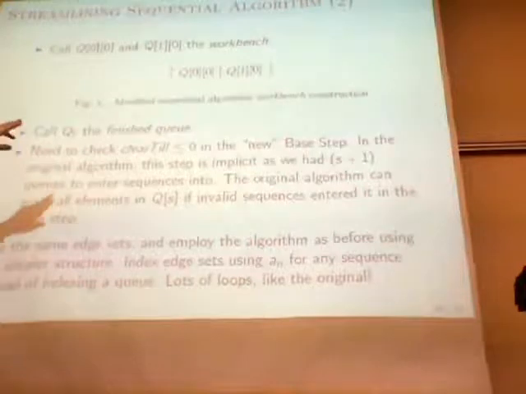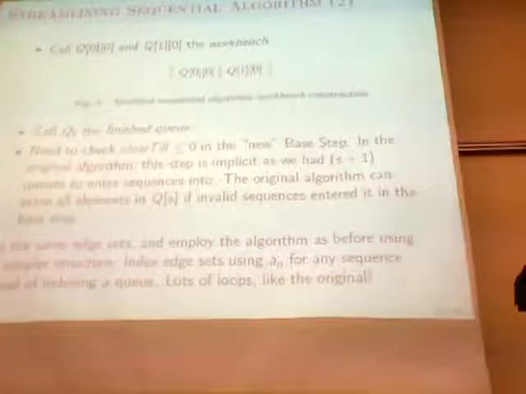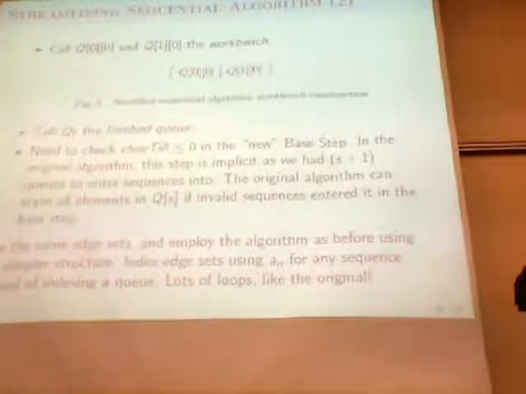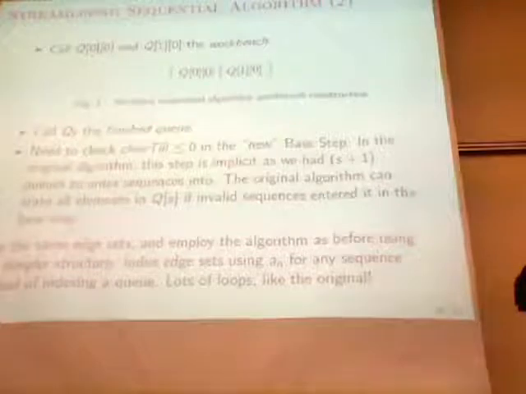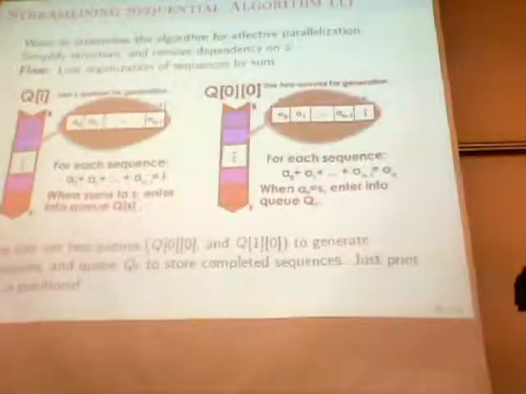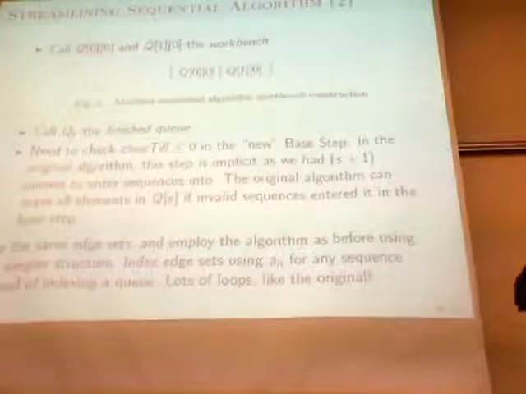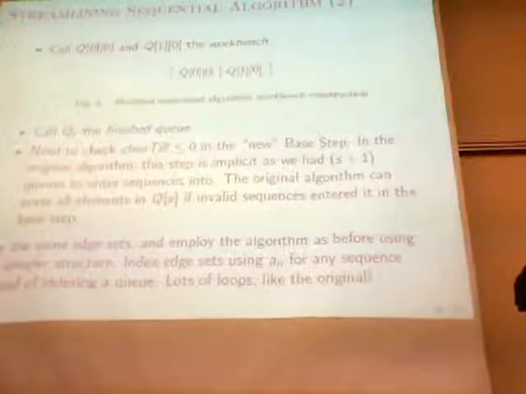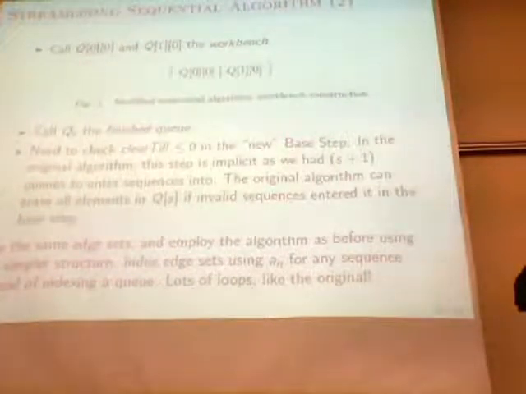So there's our two Qs right there. Notice that this is actually a three-dimensional array, technically. So we're going to have another Q. We're going to call it QF, the finished Q, because we need somewhere to put all of these finished sequences. So Q sub S is equivalent to QF.